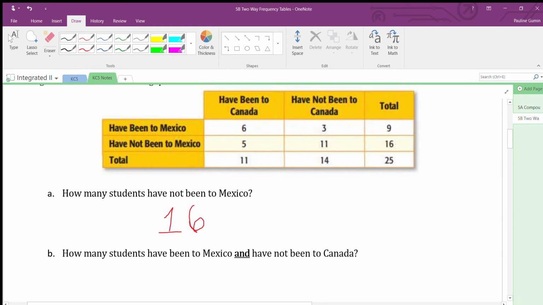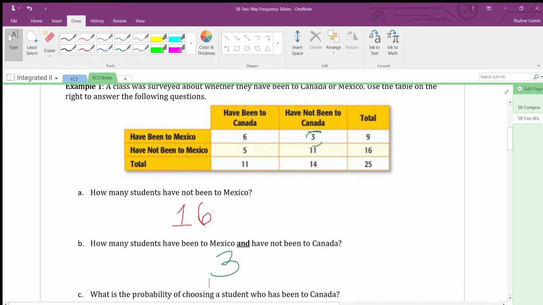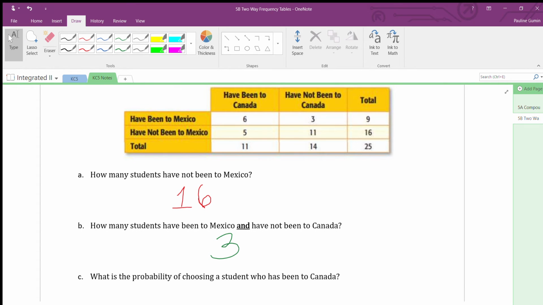Next, I want to ask you, how many students have been to Mexico and not to Canada? All right, so have been to Mexico is my first row, and have not been to Canada is my second column. So we end up here at 3. The next one is asking us about probability. So we're going to have a fraction in our answer.